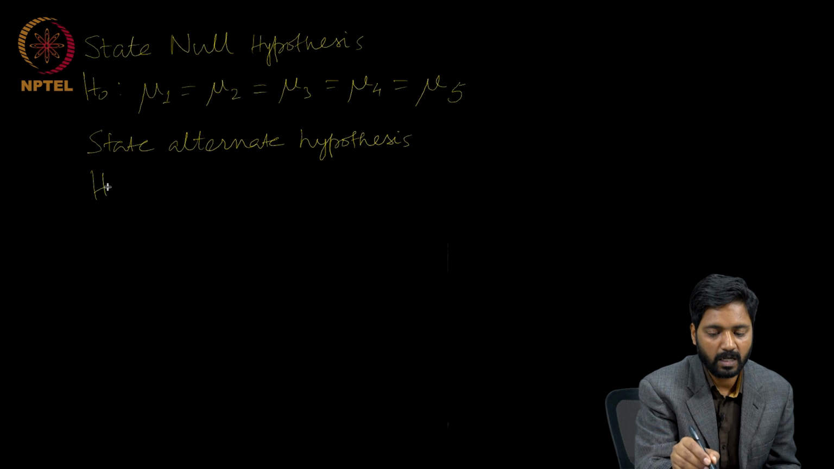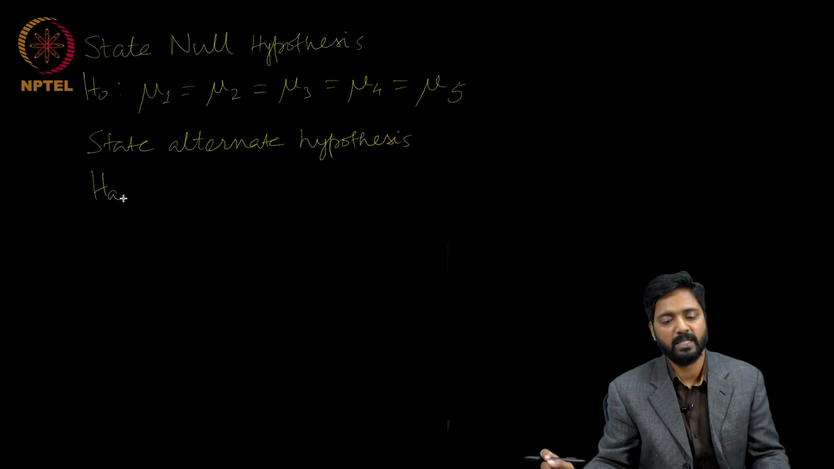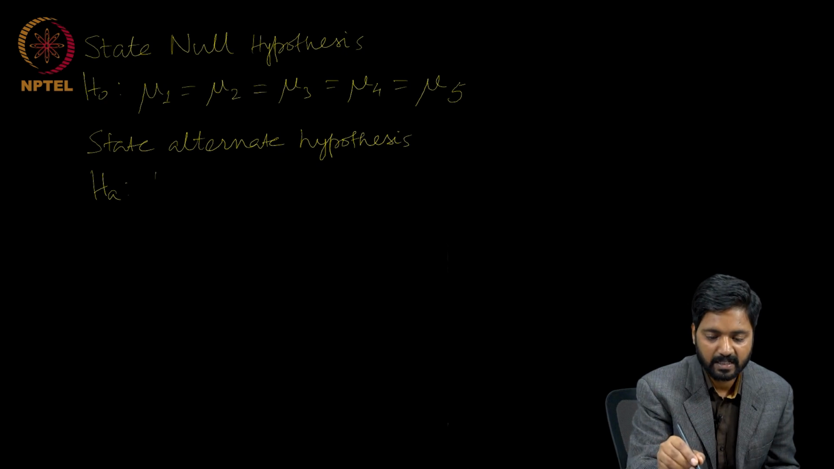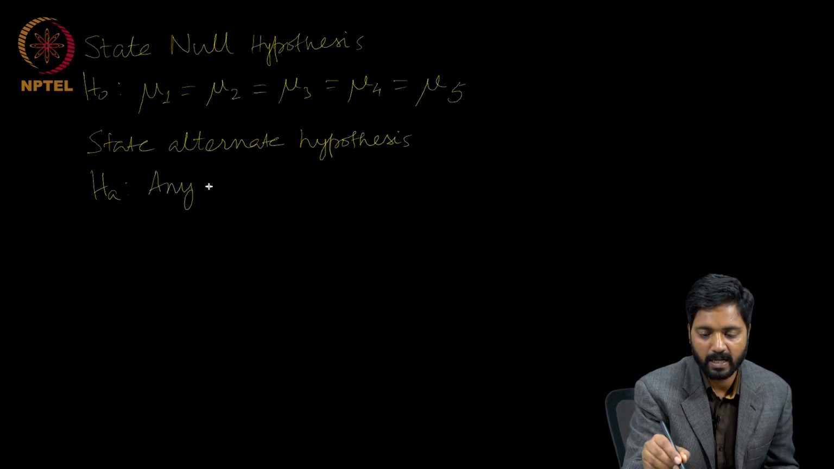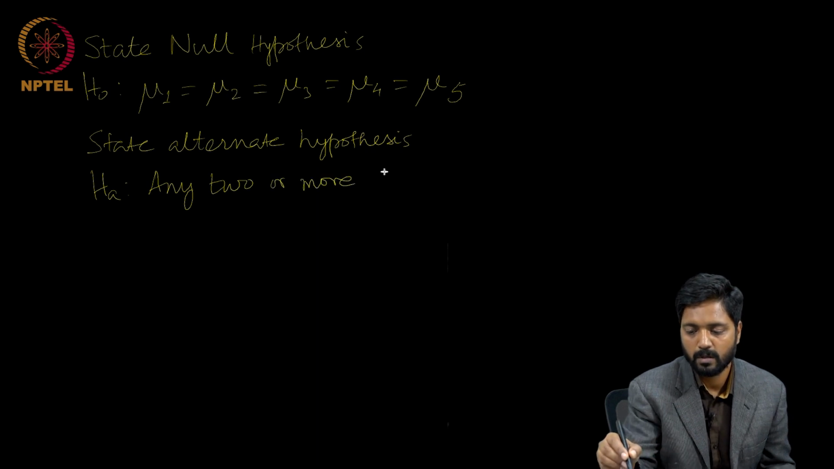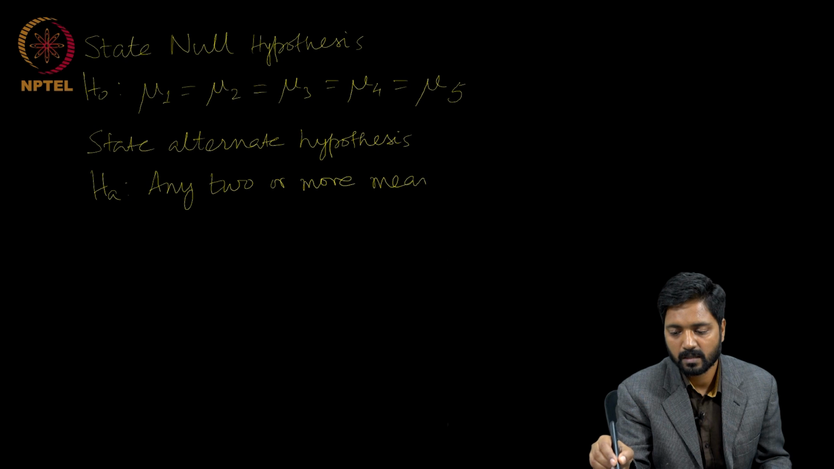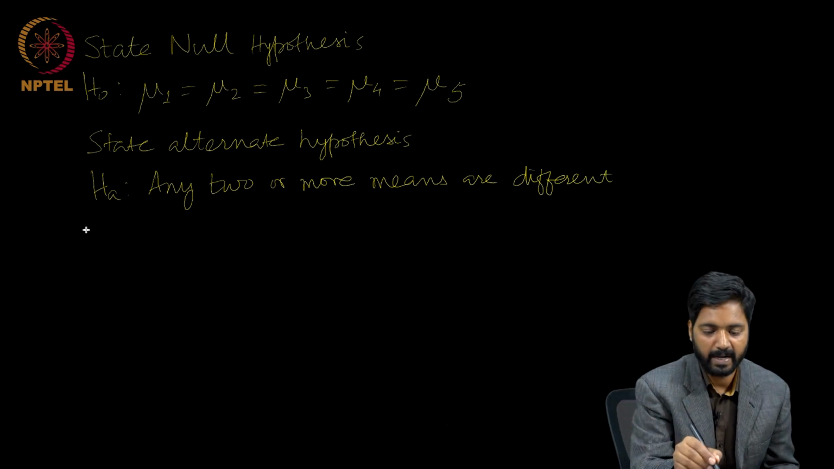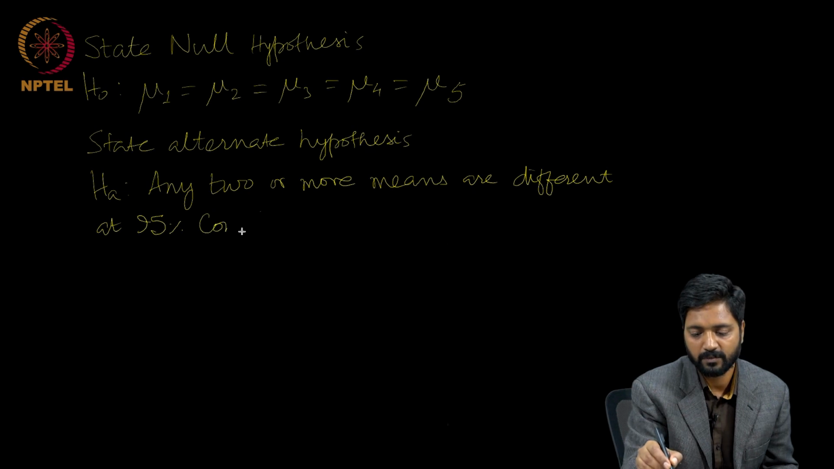Now we also state the alternate hypothesis, and the alternate hypothesis we denote as HA. This says that any 2 or more means are different at 95% confidence level.